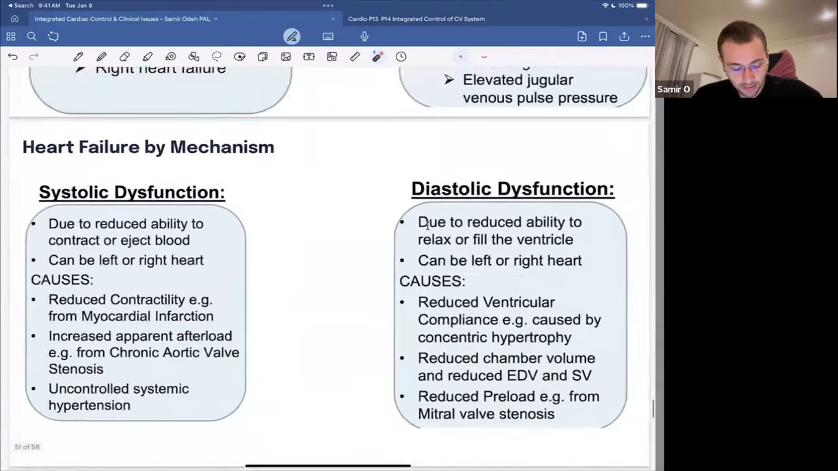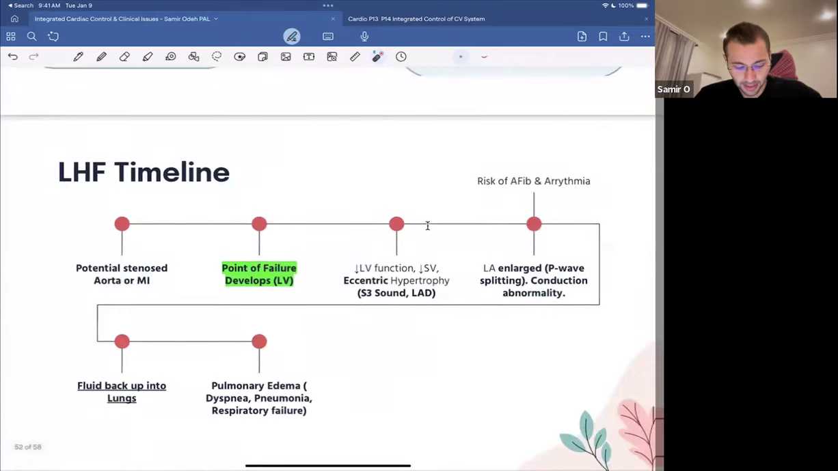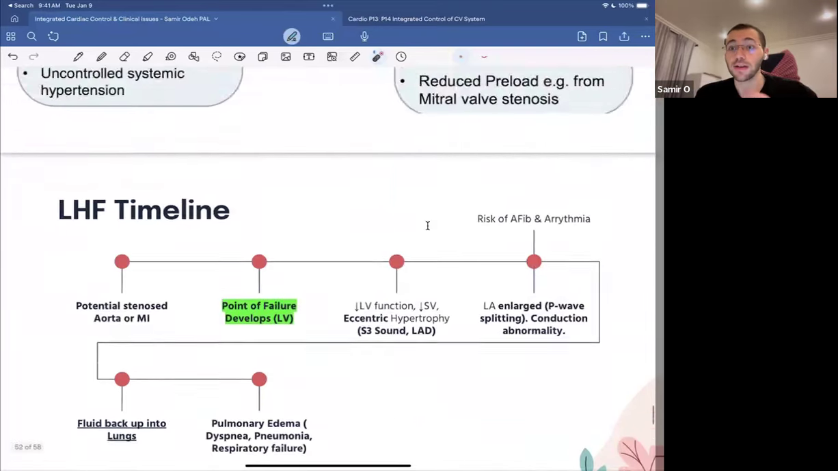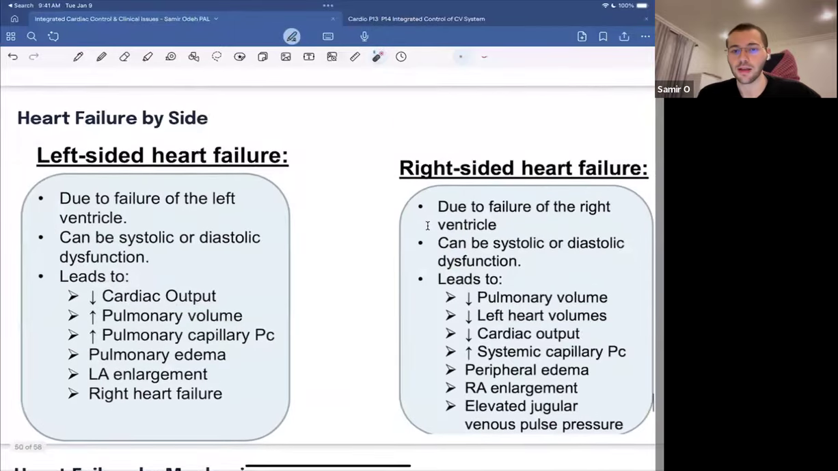And very clearly, you will see, I think I have it here on this one, the blood is backing up into the liver. So it's going to back up into the jugular veins or the liver. And this is going to be very clear. They're going to tell you a patient comes in with hepatosplenomegaly, a patient comes in with dilated jugular veins. They're going to have increased AST, ALT, bilirubin. Don't worry about what those mean right now. Just know that the liver and the jugular veins are affected in right side heart failure.